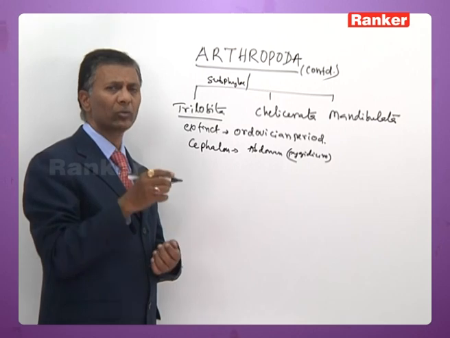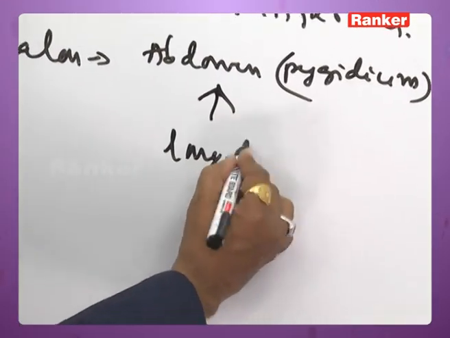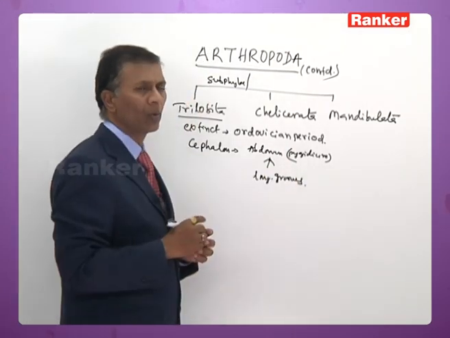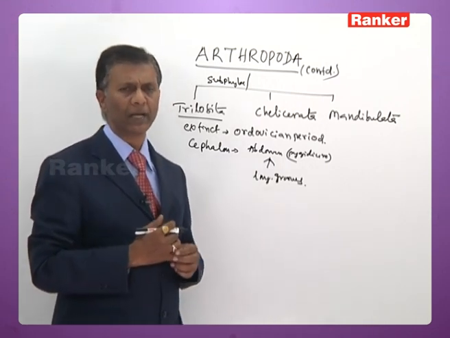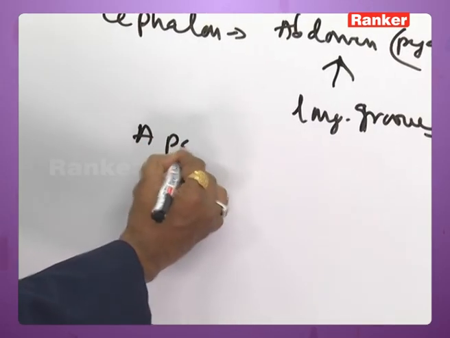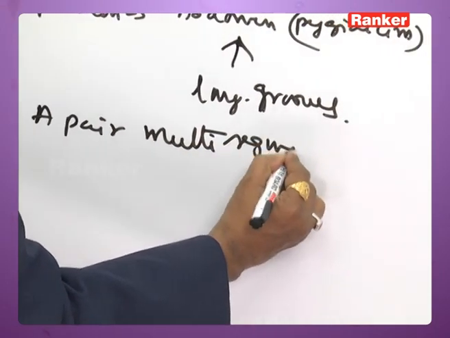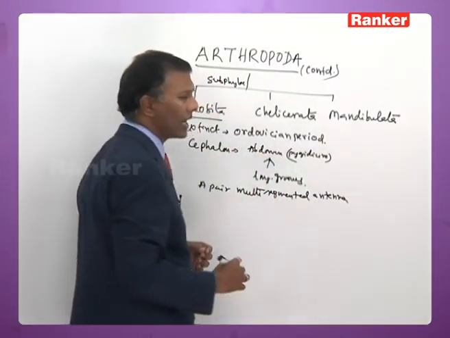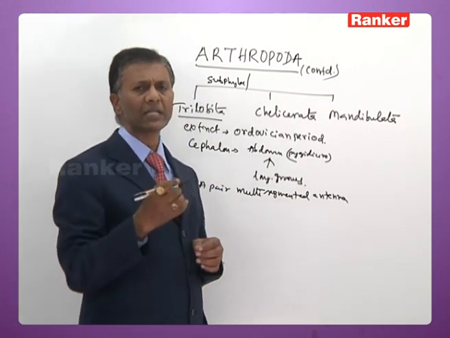Now the abdomen is divided into three lobes by two longitudinal axial grooves. That's why they are referred to as trilobites. The head or cephalon has a pair of multi-segmented antennae. Usually the antennae in all other insects are three-segmented with scape, pedicel and flagellum, whereas in trilobites it is multi-segmented.